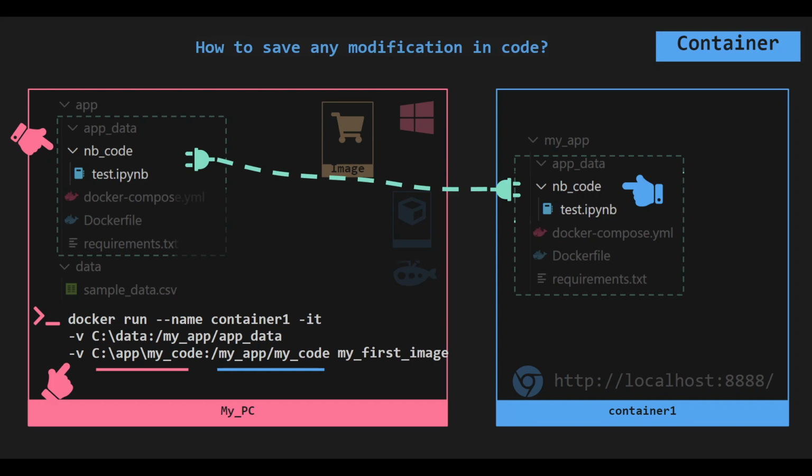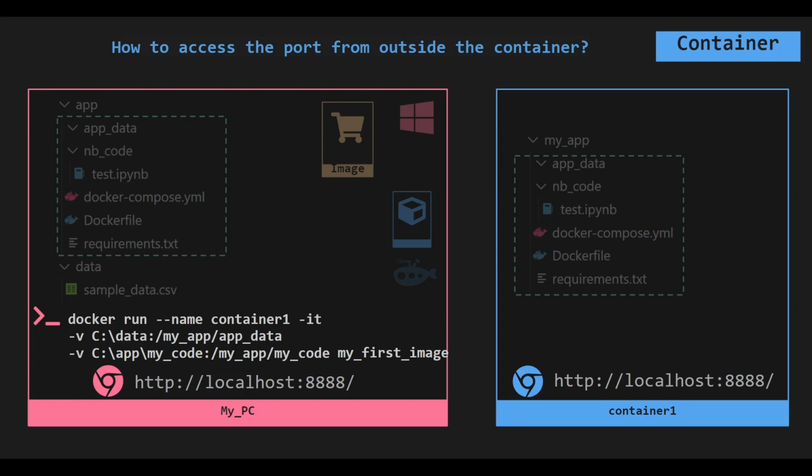Finally, I know that the Jupyter Lab will be exposed using port 8888 as is specified in the Dockerfile, but it's within the container. I want to access it from my machine. This is where port mapping comes in. Using the p flag, we map the port used in my PC browser to the port in the Docker container, 8888. So when I type localhost 8888 in my PC, it will be mapped to port 8888 in the container.